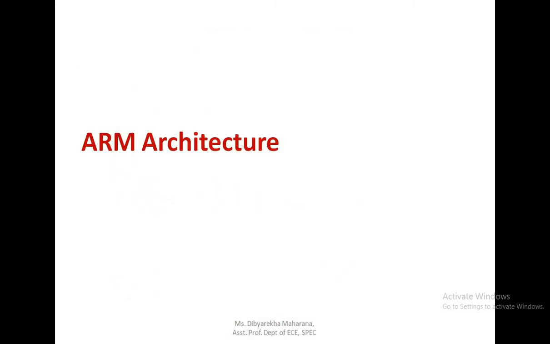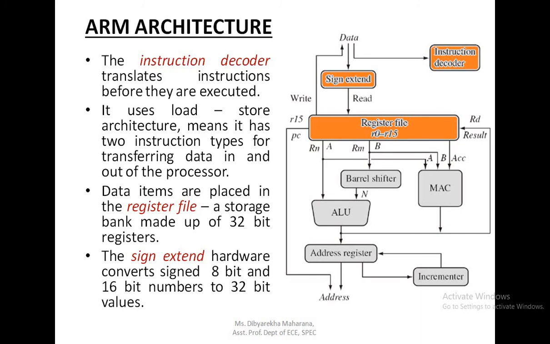Next we come to the ARM architecture. Here you can see the ARM architecture. The main functional blocks are instruction decoder, sign extend, register files. It consists of 16 32-bit registers, that is R0 to R15, barrel shifter, a multiply accumulate unit, arithmetic logic unit, address register and incrementer. Now I will discuss each block's function.